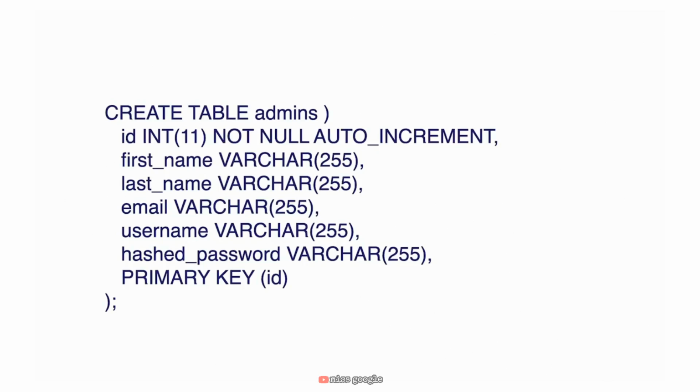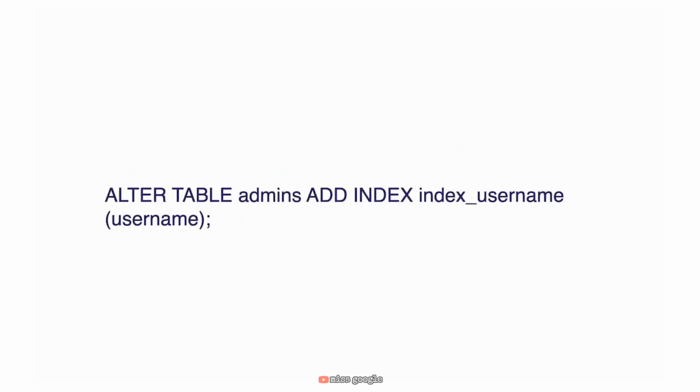If you think about it, we're going to be looking up admins by their username whenever someone logs in. We're not going to be looking for them by their ID. We're going to be saying, hey, admins table, do you have a user with a username that matches this login? So in order to enable that process to go as quickly as possible, it's a good idea to add an index on that column. This will just allow us to look up things by the username very quickly.